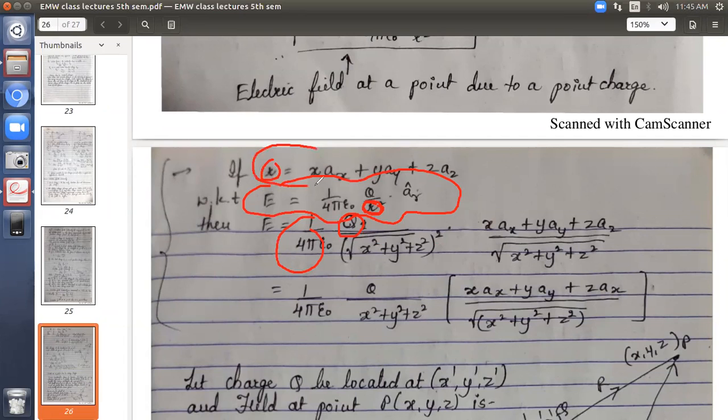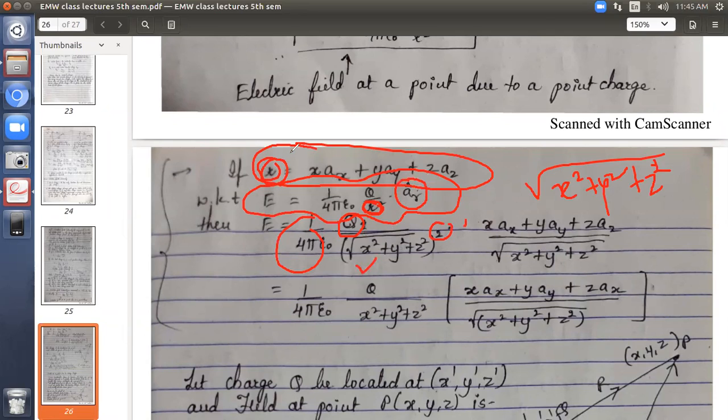What is the magnitude of this r? It is the square root of x square plus y square plus z square. So this is your position vector's magnitude, so magnitude square into AR. What is AR? This position vector divided by its magnitude. So I have written the position vector as it is, divided by the magnitude. In the next step, I have simply rearranged; the square and square root get cancelled, and I have written the denominator and the remaining as it is.